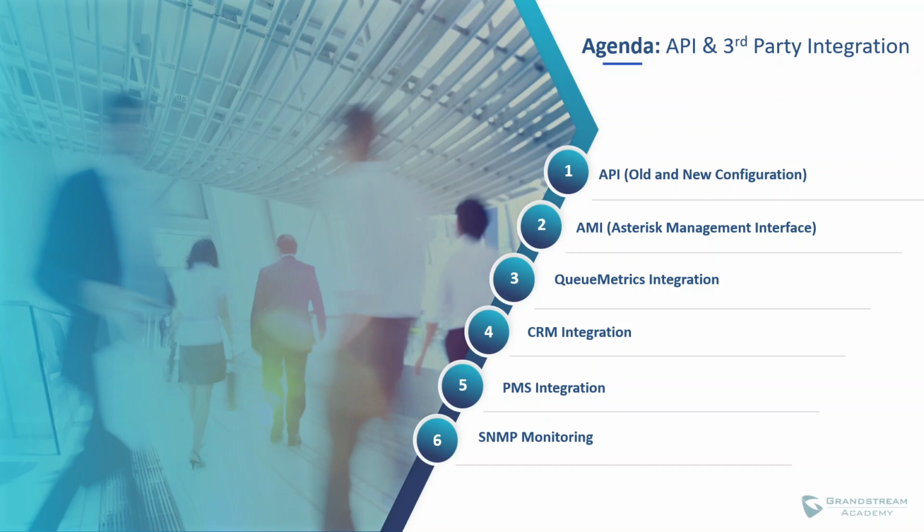In this class, we're going to focus on the UCM's API and the types of configurations and extractions that can be done on the UCM through API. We're going to talk also about the UCM's integration with some important platforms. We are going to start with the old and new configuration of the API. Then we're going to explain the AMI and Qmetrics integration. Then we're going to talk about the CRM and PMS integration. And we're going to talk about SNMP monitoring as well.